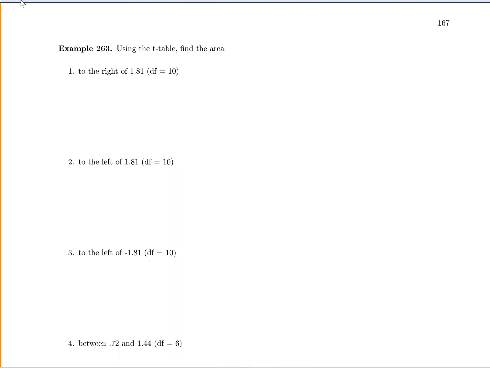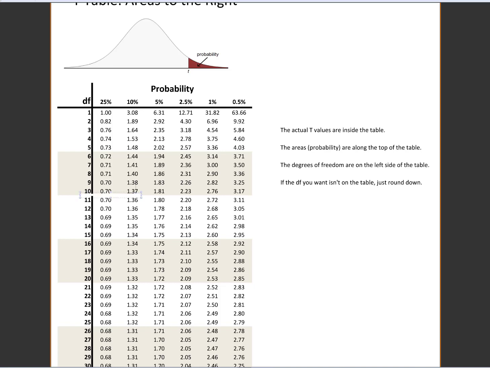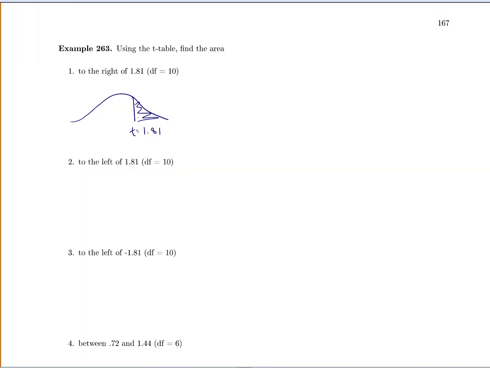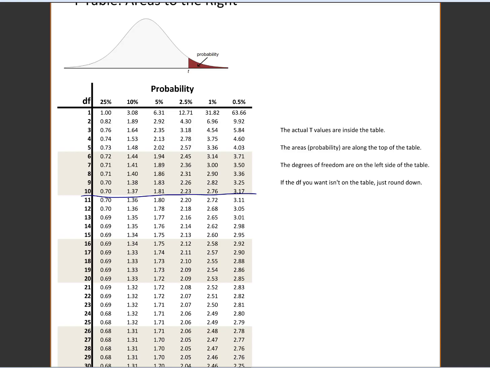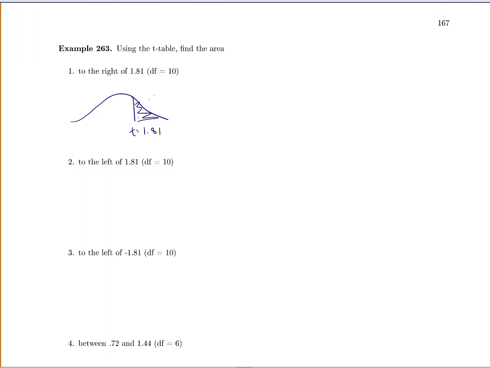Let's try it out. Let's find the area to the right of 1.81. So here's t equals 1.81, and I want to find the area to the right, and I have 10 degrees of freedom. So I come to my table, I have 10 degrees of freedom, so I'm going to be somewhere in this row, and I'm looking for a t value of 1.81. t values are in the middle, so here's t equals 1.81. And at t equals 1.81, 10 degrees of freedom, my probability is 5%.